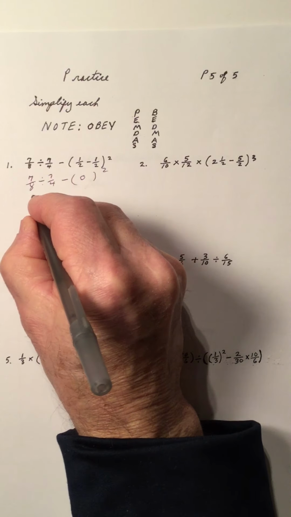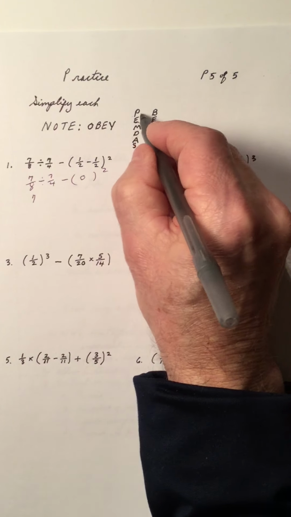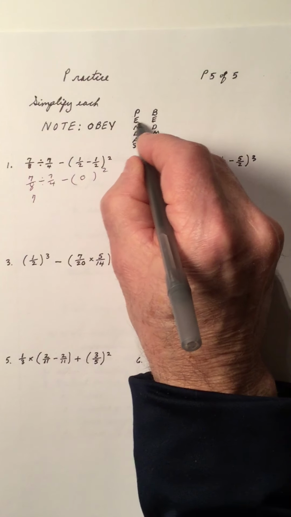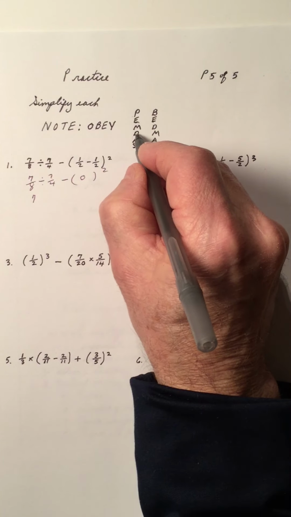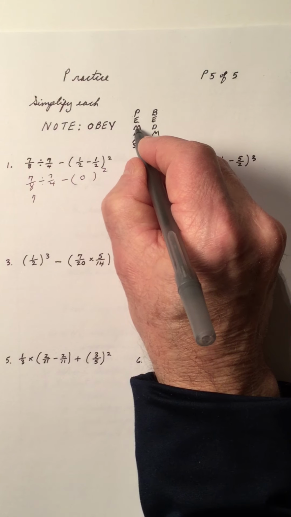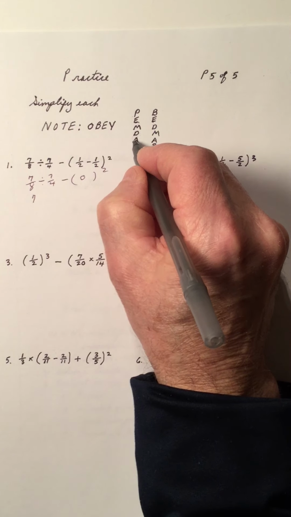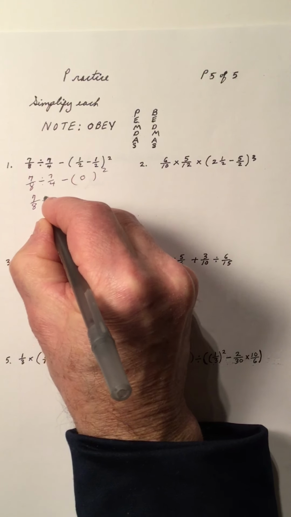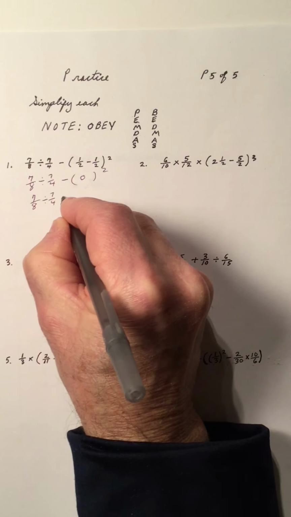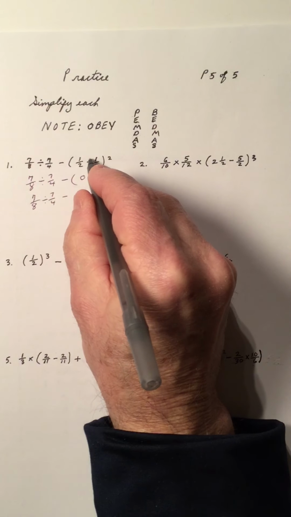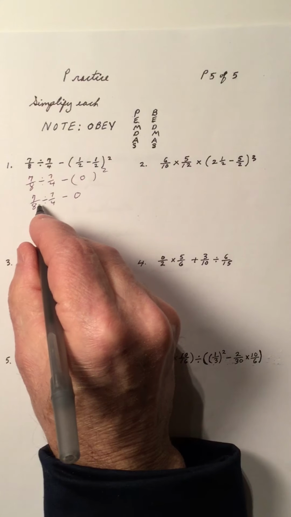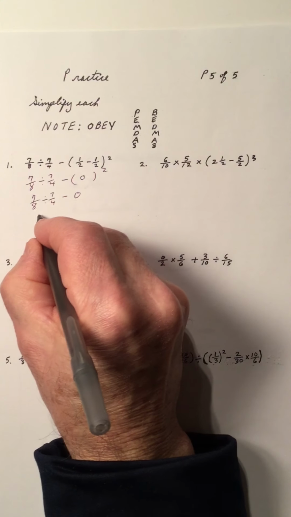Now I have to do my PEMDAS, or I do the brackets or parentheses first, then I do my exponents, multiplication, division, addition, subtraction. Multiplication, division, left to right, addition, subtraction, left to right. Remember I said I was going to do one step at a time. So I got the inside the brackets done. 0 squared is 0. Now I got a division and a subtraction. So I do the division first.